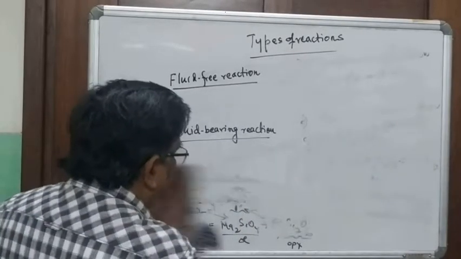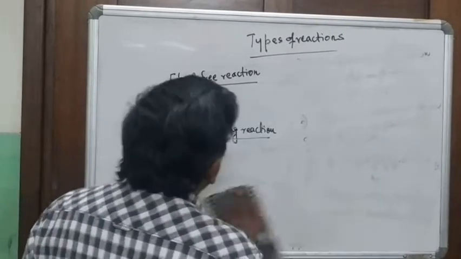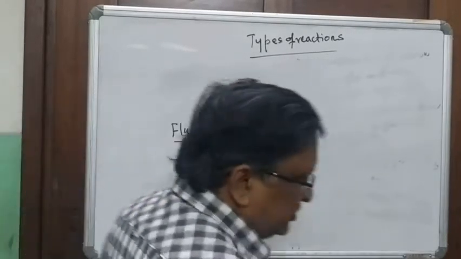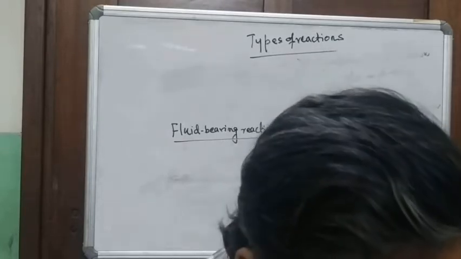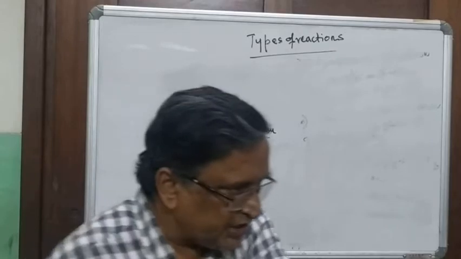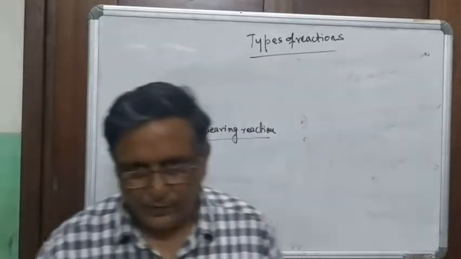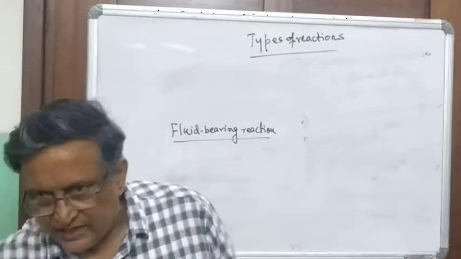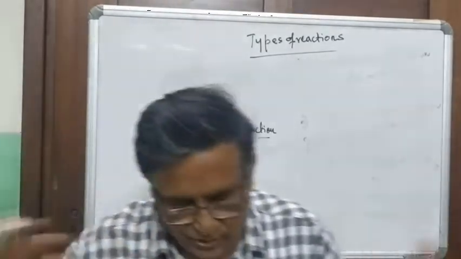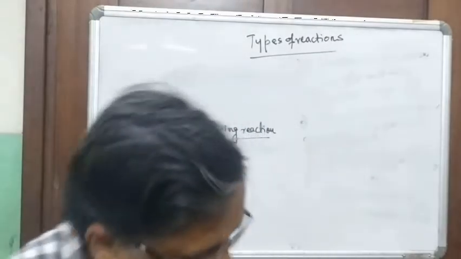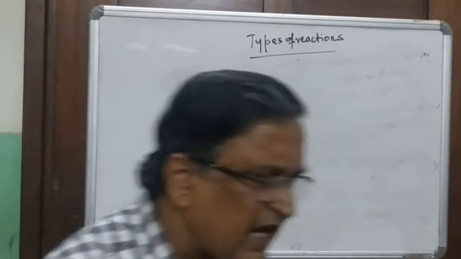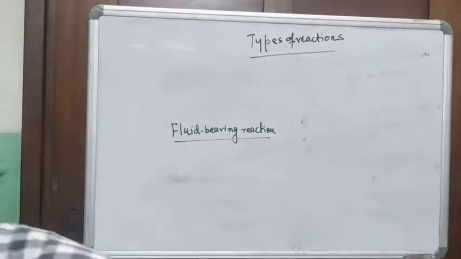So we have understood a little bit about fluid-free reactions. You have polymorphic transformations, you have phase breakdown reactions, and you have exchange reactions. When a rock changes its pressure temperature condition and tries to attain equilibrium, these reactions operate along the path at the same time or in sequence. So this all happens together. Now we come to fluid-bearing reactions. There are many types of fluid-bearing reactions.